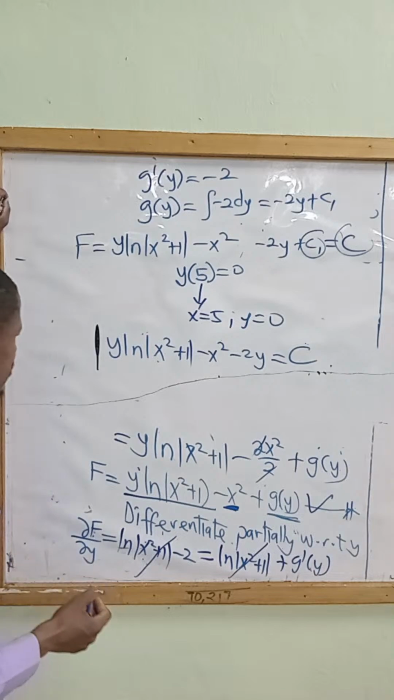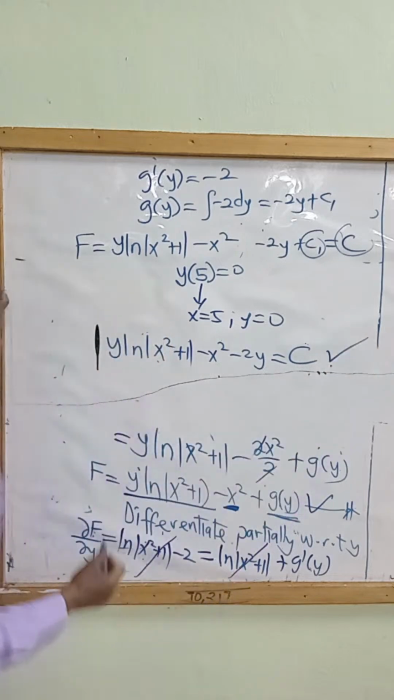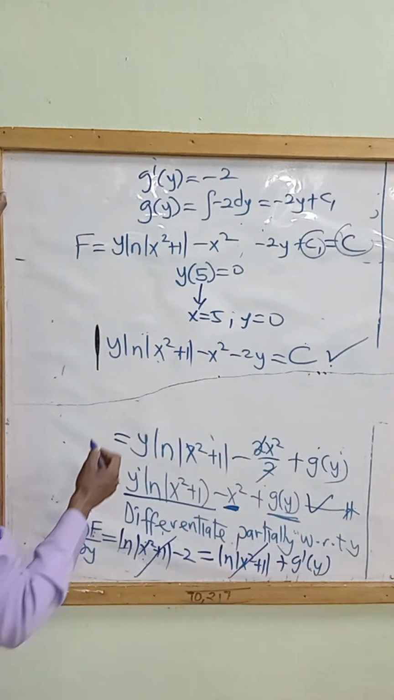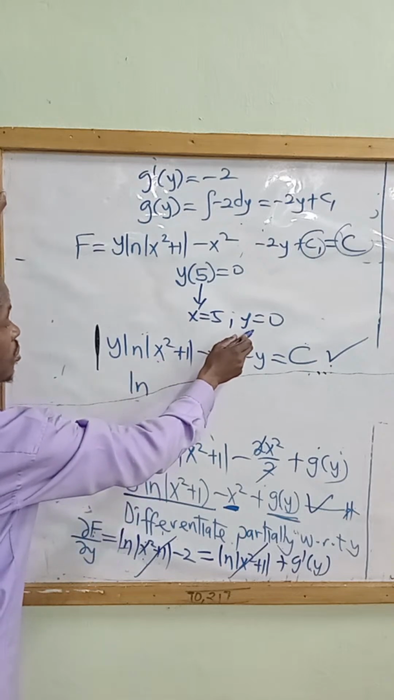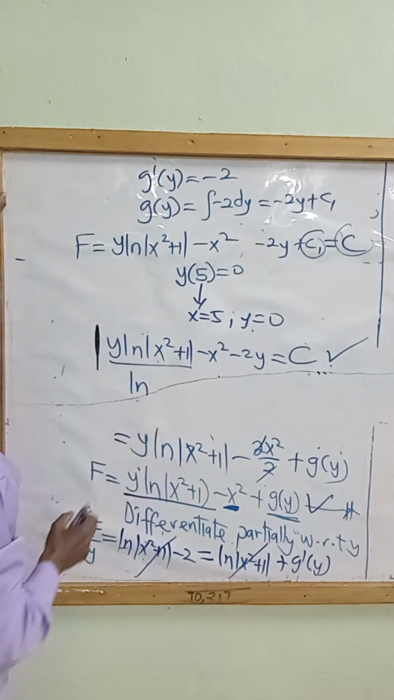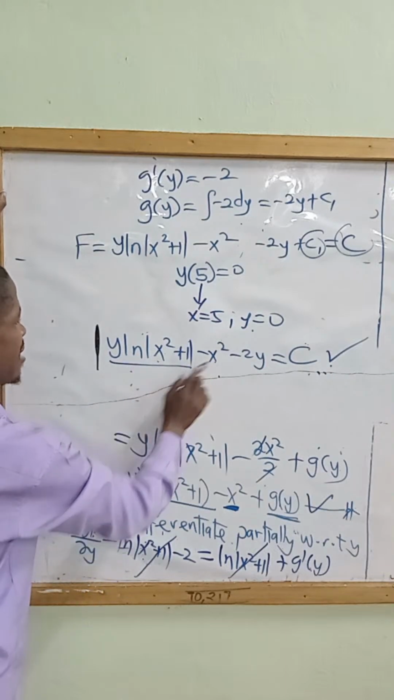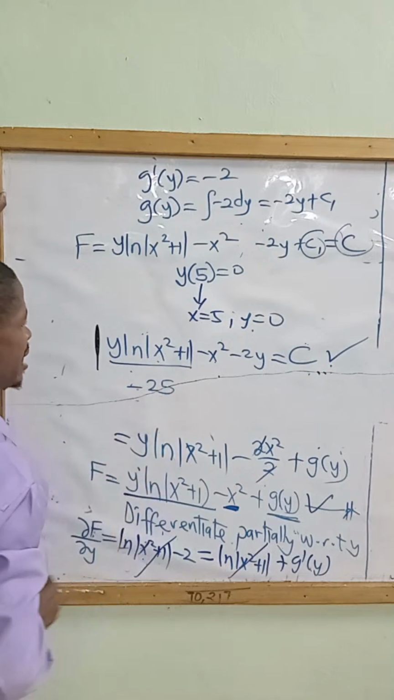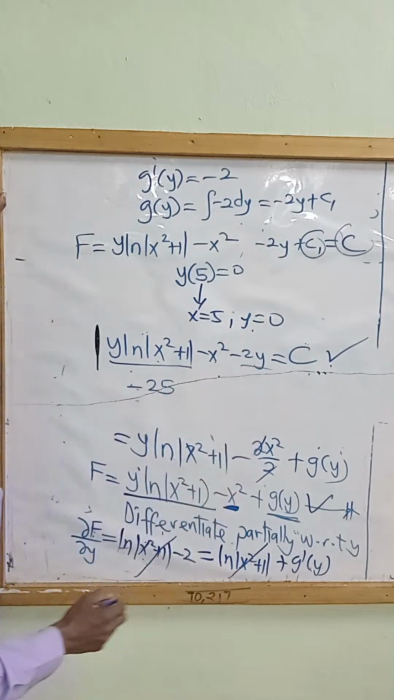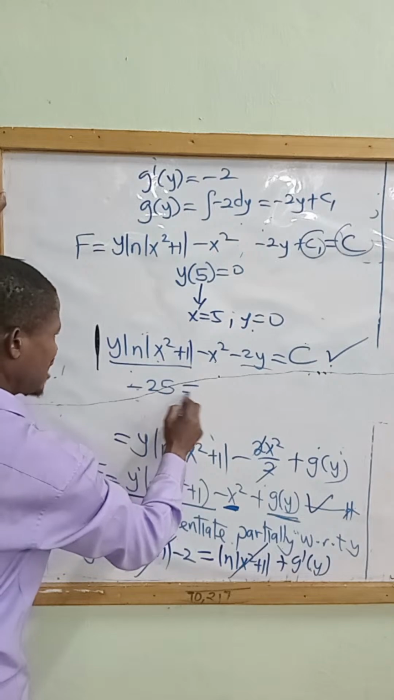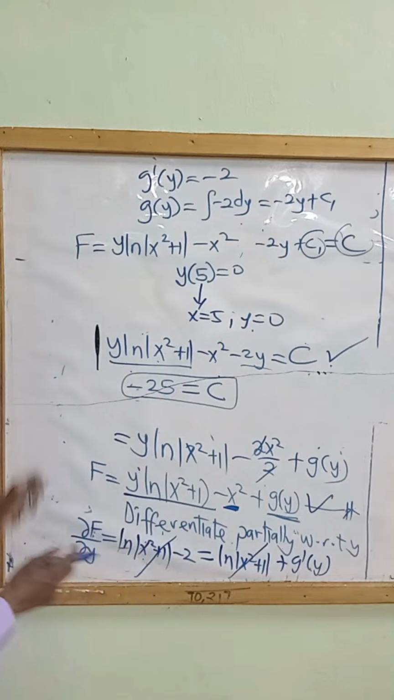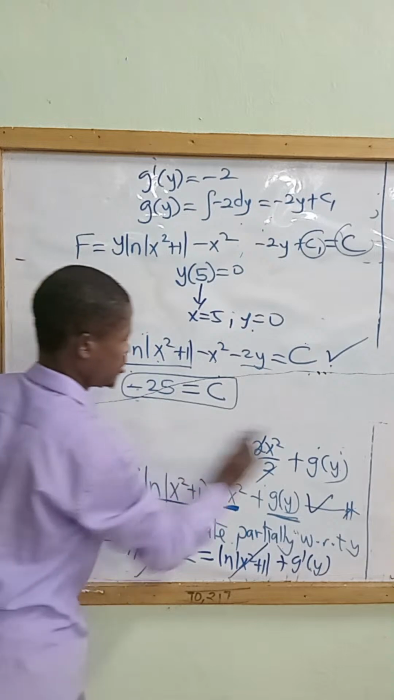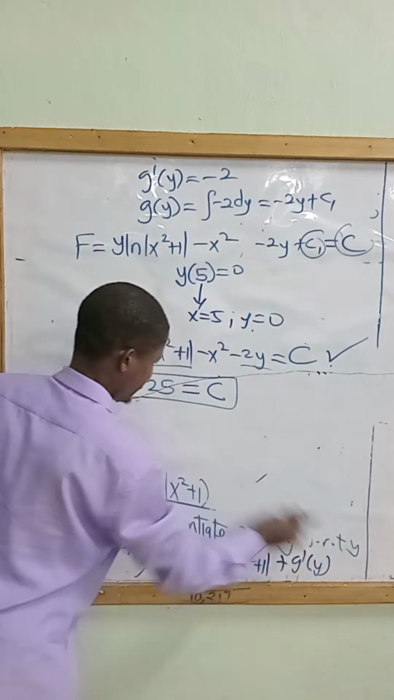Let's make substitution. x is 5. Let's make substitution and get the C. My x is 5, and y is 0. This cancels. So we have minus 25 here. This one also cancels. So that is the C value. Just come back to that equation and plug in your C.